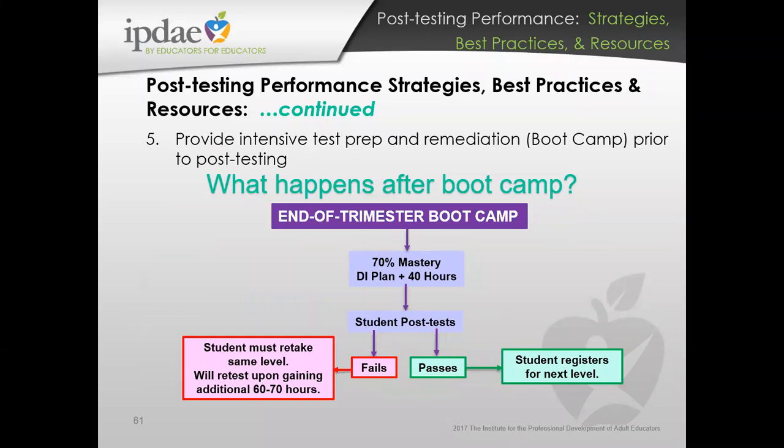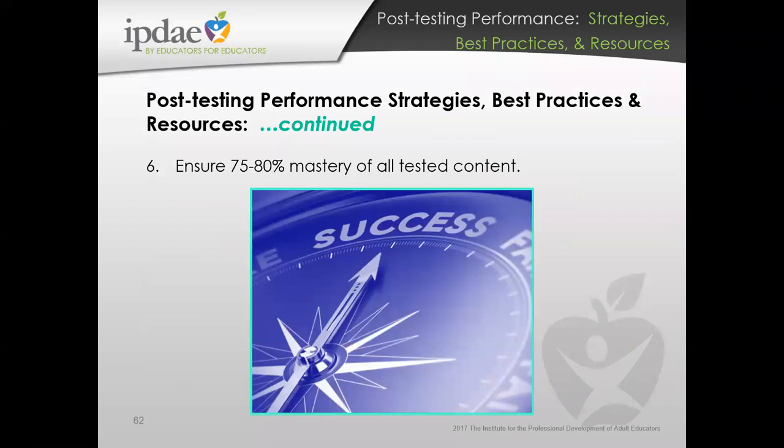Finally, I really do want to look at 6, and I know that I've mentioned it several times, but the 75 to 80% mastery is critical. So if you know that your students are not going to pass the test, even though they've gained the minimum number of hours, don't have them test, please.